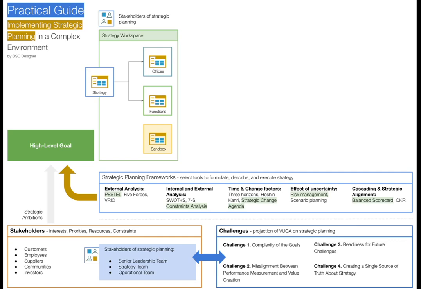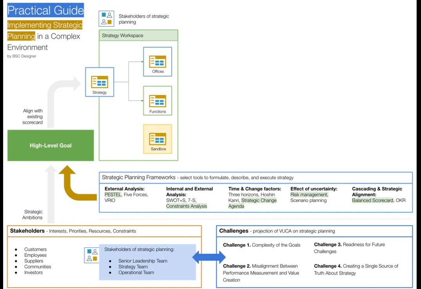and report their performance. A common challenge for all stakeholders of strategic planning is to have a single source of truth about strategy. We solve this challenge by having all the strategy and functional scorecards presented in this single workspace. Let's continue with our high level goal. How do we introduce it to this strategy workspace? We can try aligning it directly with the existing strategy scorecard, but the chance for success is low.